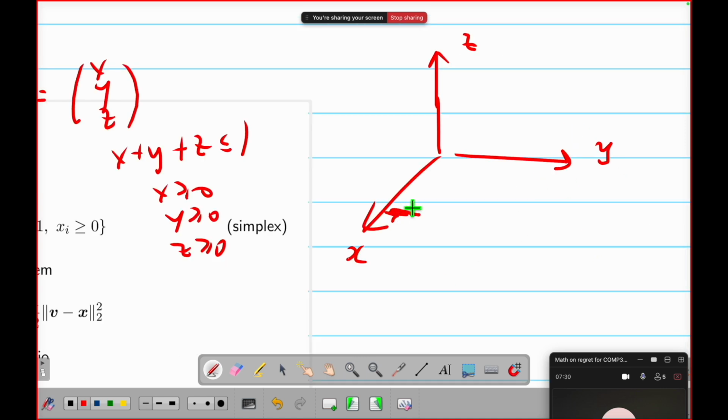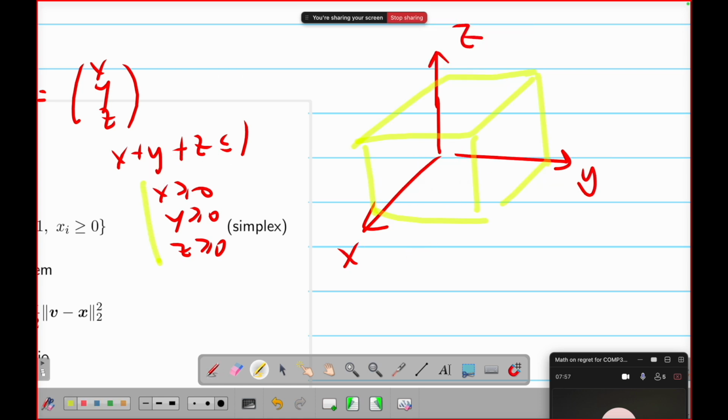This is in this direction. What does it mean? This means Y larger than 0. In this direction, what does it mean? It means X larger than 0, because it's X. In this direction, what does it mean? It means Z larger than 0, okay? So in other words, X, Y, Z larger than 0 means I'm in the yellow box. So this means the yellow box, okay?